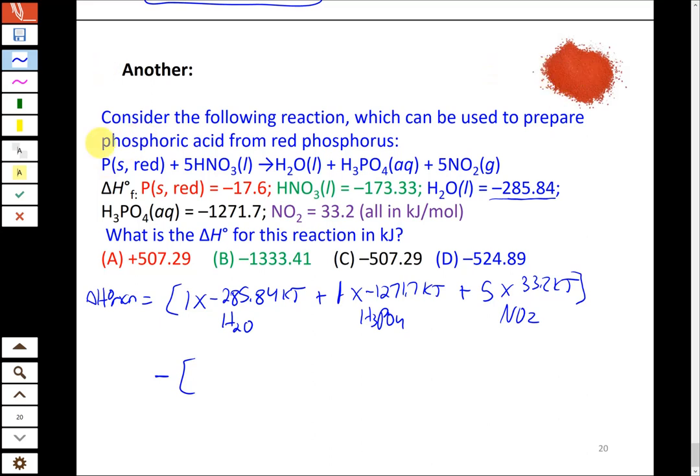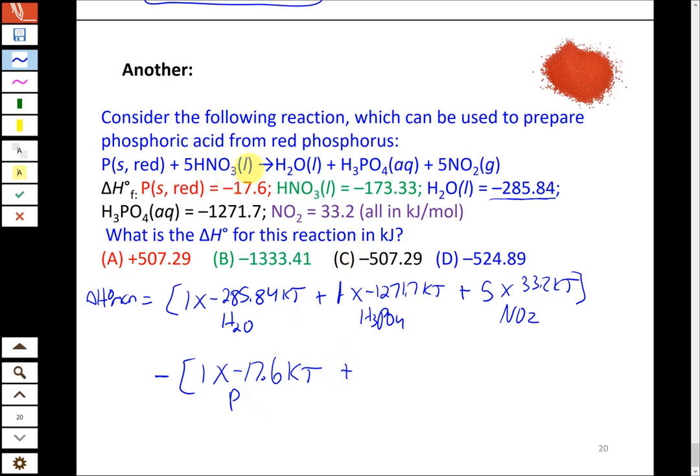That's what this picture is showing. And so that's going to have a non-zero delta H, and so we're going to have a coefficient of 1 in front of that, but its delta H of formation is minus 17.6. So it has a small enthalpy change associated with forming that from P4, which is the standard state. So that's phosphorus in its non-standard state.